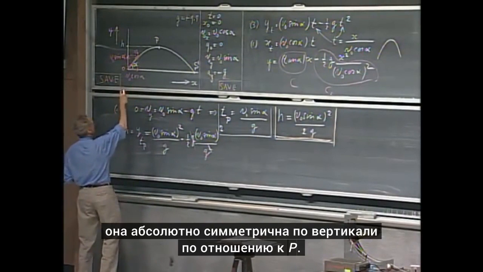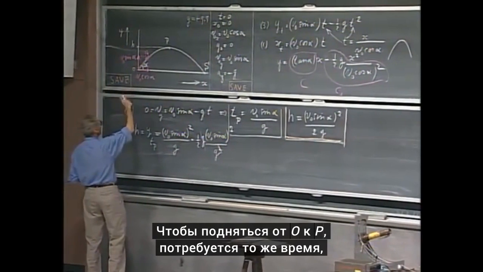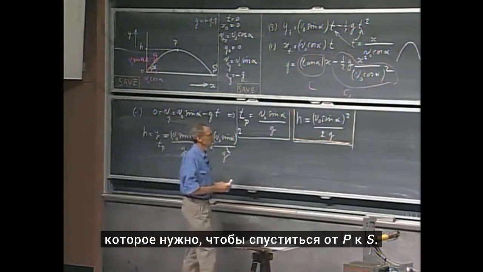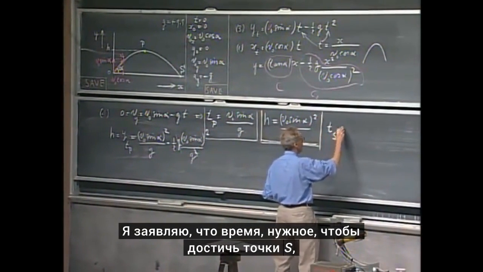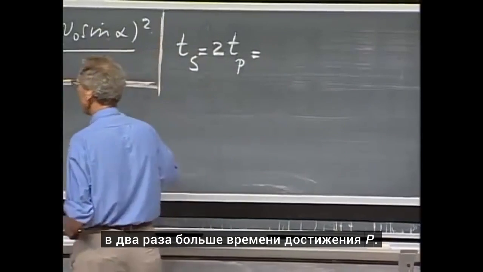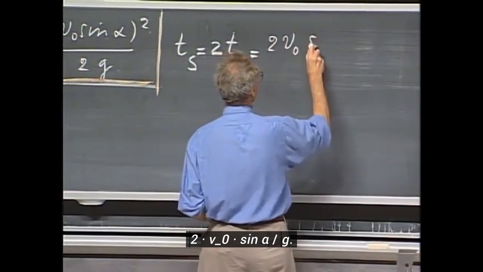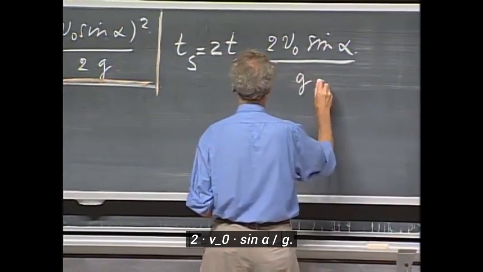I think there's a faster way to do it, and that's the following. This is a parabola, so it's completely symmetric about the vertical about P. So to climb up from O to P must take the same amount of time as to go down from P to S, and so I claim that the time to reach point S must be twice the time to reach point P, and therefore it's going to be 2v0 sine alpha divided by g.